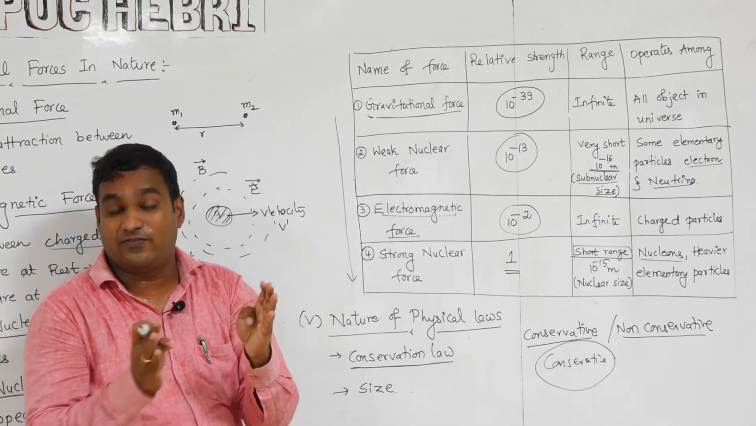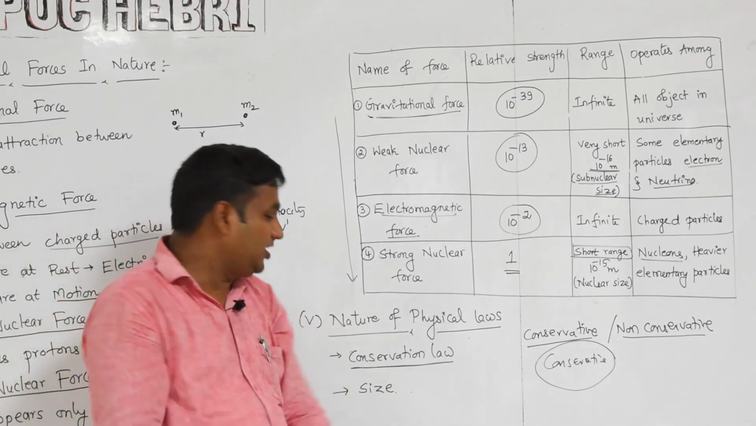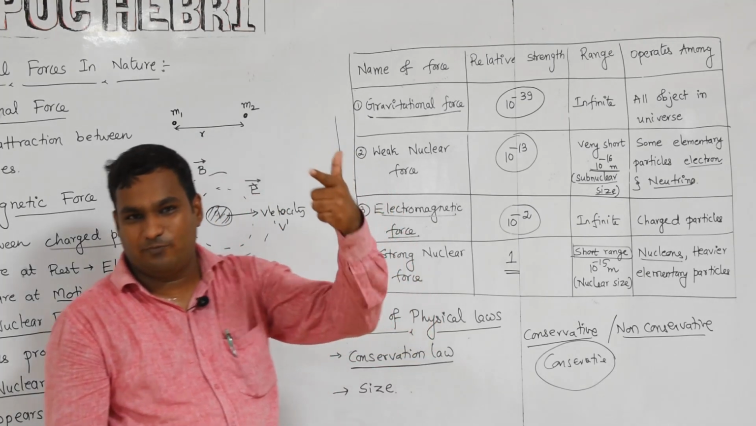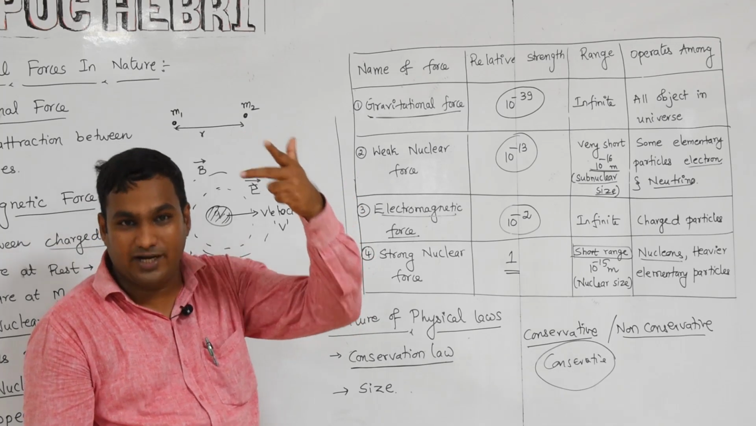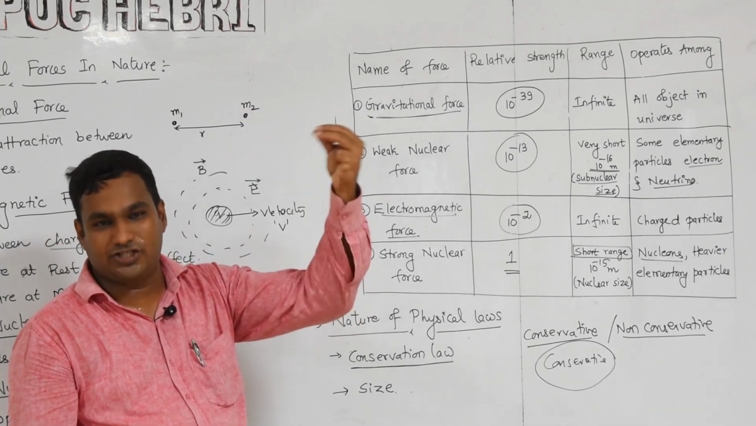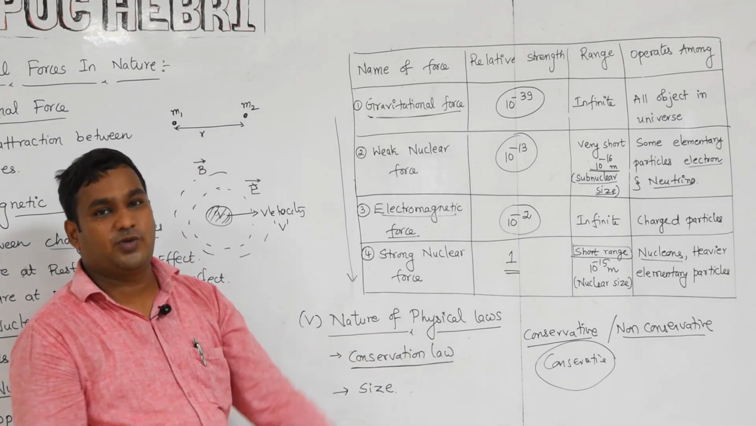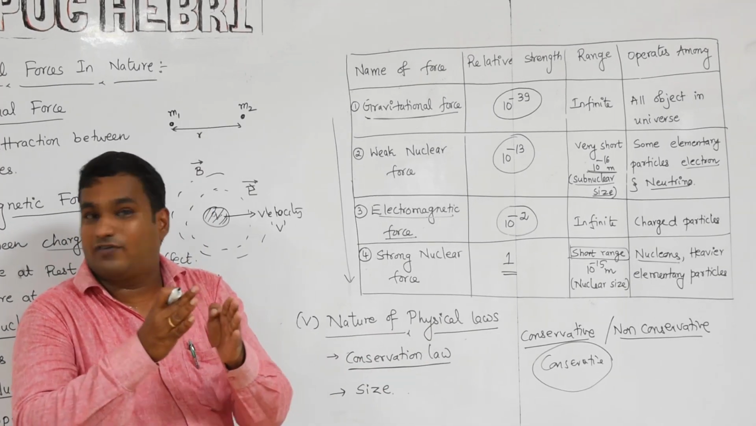Dear student, in physics we can think about four important conservation laws: conservation of energy, conservation of mass, conservation of momentum, and conservation of charge. By considering that, we can think about conservation law. That conservation law depends on different cases.